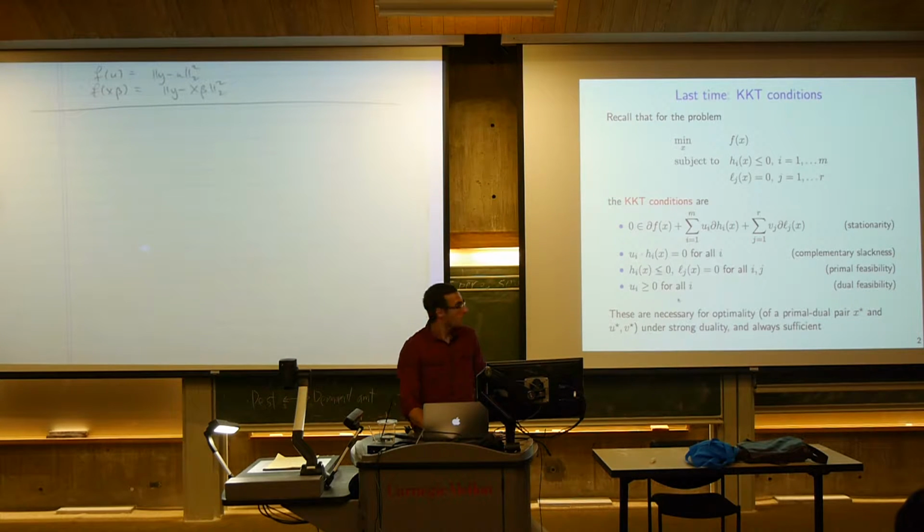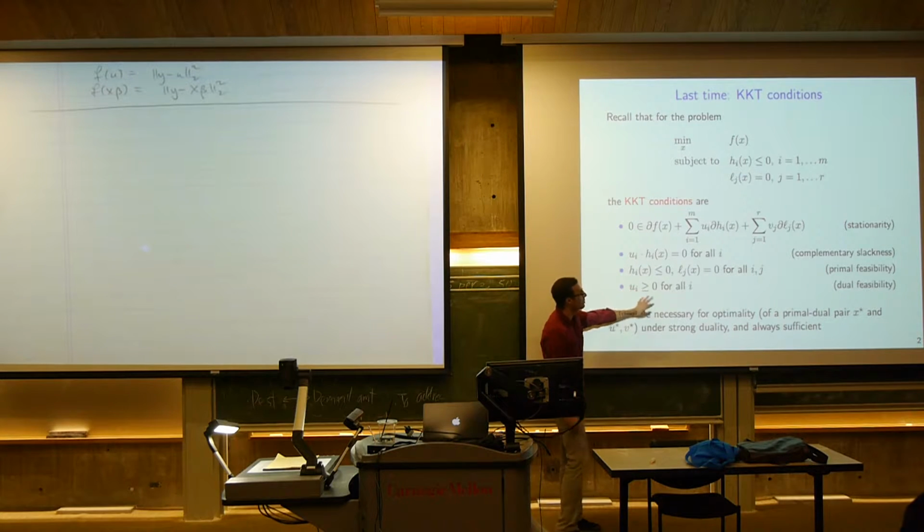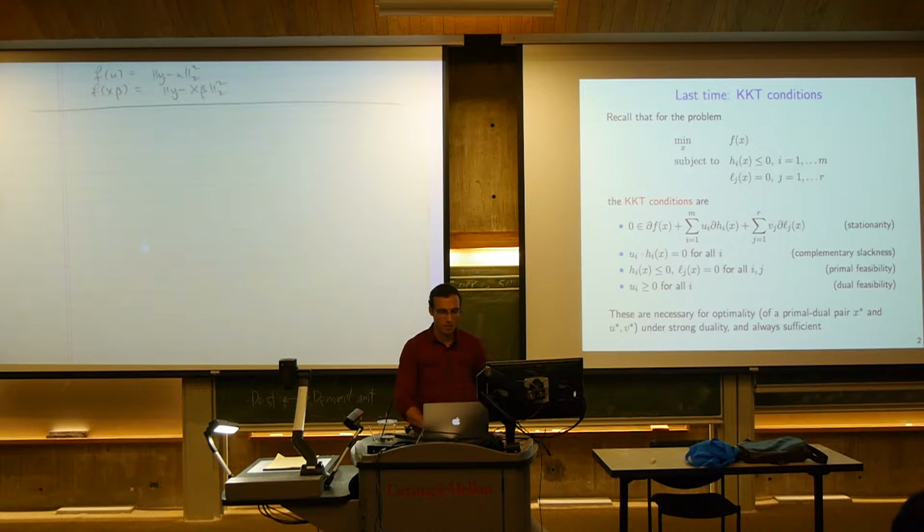The complementary slackness condition said that the dual variables we're looking at have to either be 0 or the i-th constraint function, around which this dual variable is defined, has to be tight. So either h_i is tight or u_i has to be 0. That's complementary slackness. And then the last two are just feasibility. x must be feasible for the primal problem and u, v must be feasible for the dual problem, but that is just a condition on u.